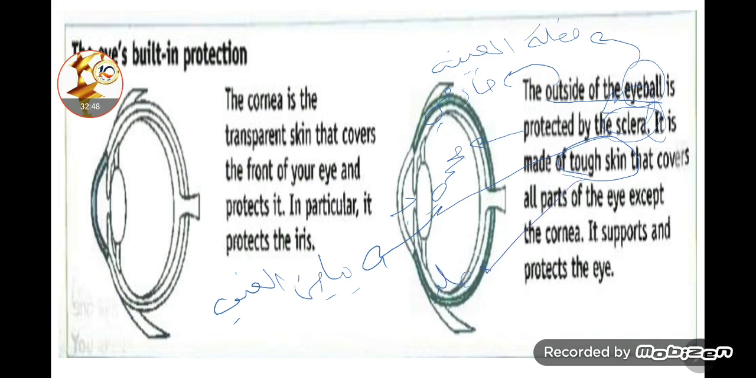مصنوع من ايش؟ من جلد ماله tough، قاسي، تمام؟ شو بيعمل هذا الجلد؟ هو covers، يعني يغطي. covers يغطي ايش؟ all parts of the eye. بغطي جميع أجزاء العين except the cornea، عدا عن قرنية العين ما بغطيها. هلأ شو وظيفة الفانكشن؟ لو سألتك what is the function of the sclera، رح تحكي لي إنه supports يعني بيدعم، و protects يحمي the eye، تمام؟ يعطيكوا العافية.